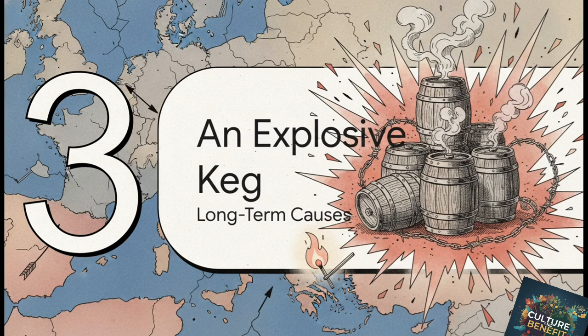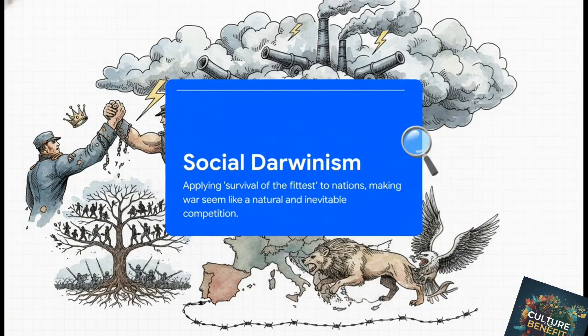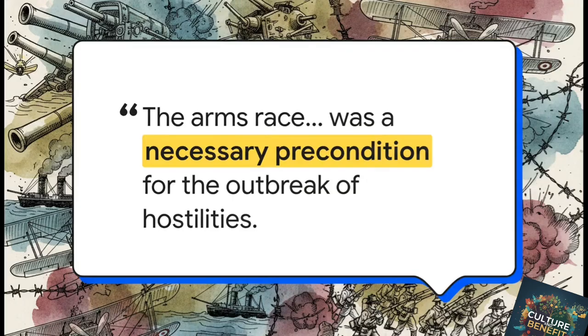So, you get the picture, right? The assassination was just the match. The real story is that Europe itself was a giant powder keg, stuffed with decades of tension, bitter rivalries, and some really dangerous ideas just waiting for a spark to set it all off. And one of the most powerful and, frankly, terrifying ideas floating around back then was this thing called social Darwinism. It took Darwin's survival of the fittest and applied it to countries. The thinking went that nations were in a constant struggle, and war was a natural, even healthy way to prove who was the strongest. It created a mindset where war wasn't seen as a failure, but as a necessary test of greatness.